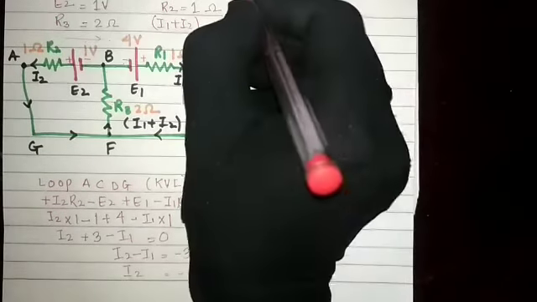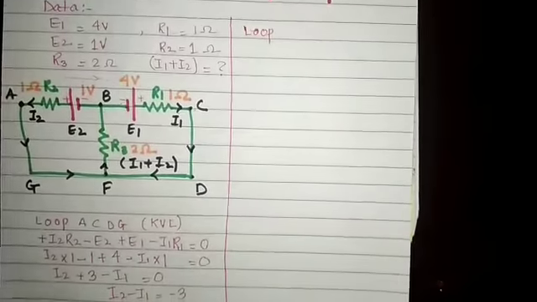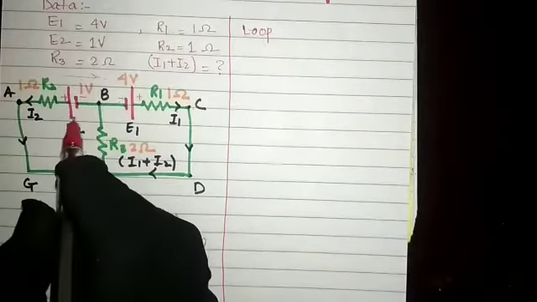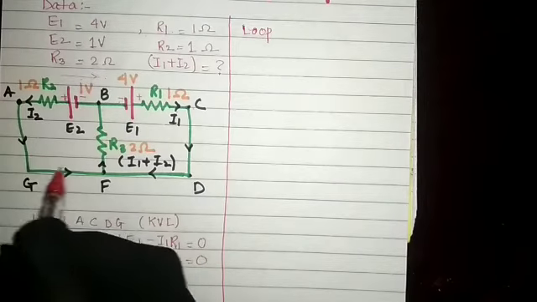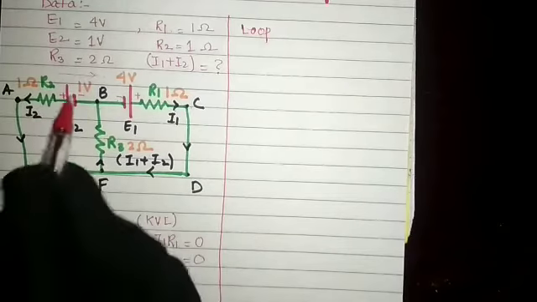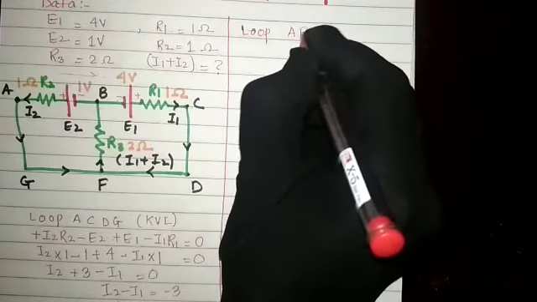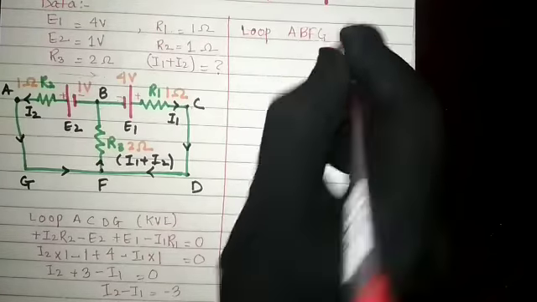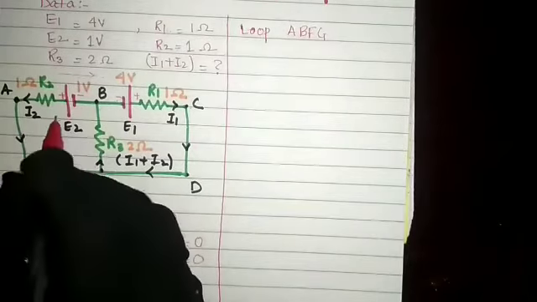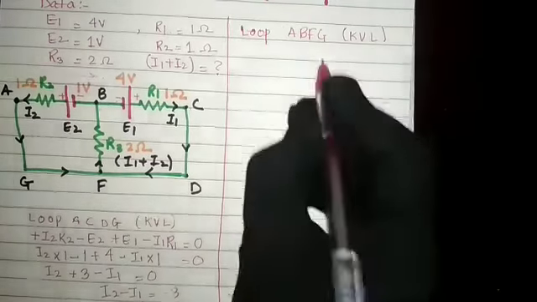Now consider the next loop. So we have two more loops, this loop and this loop. Consider the next loop, that is loop A, B, F, G. That means we are going to consider this loop. Apply KVL, that is Kirchhoff's voltage law, in this loop.